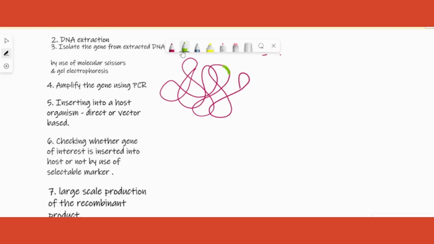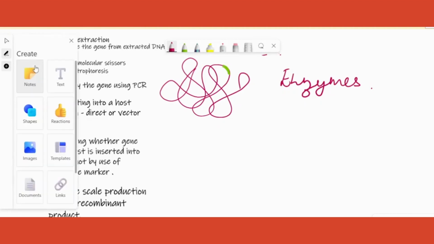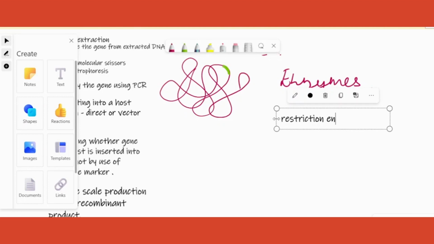Now, when we talk about molecular scissors, you should not think of actual physical scissors. They are enzymes. What kind of enzymes are they? They are called restriction enzymes. Okay. Restriction enzymes.